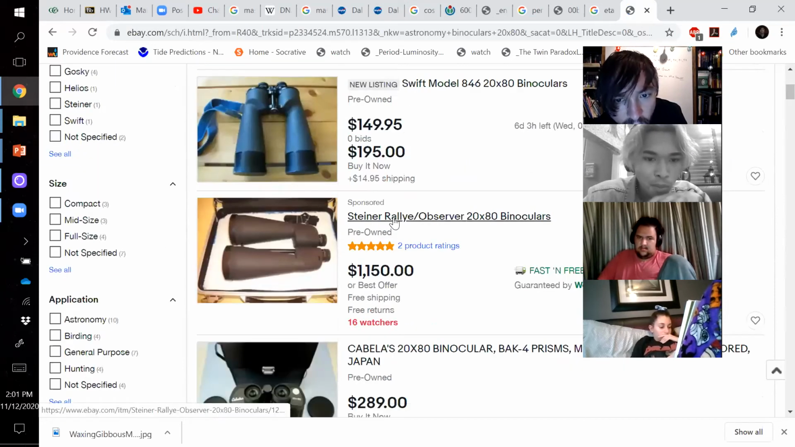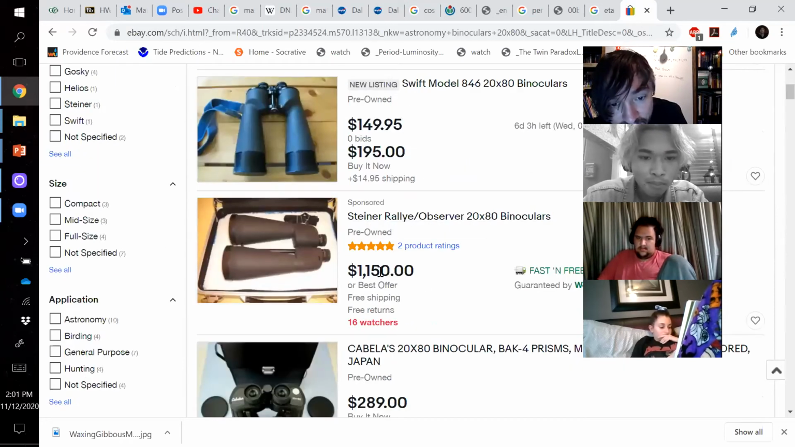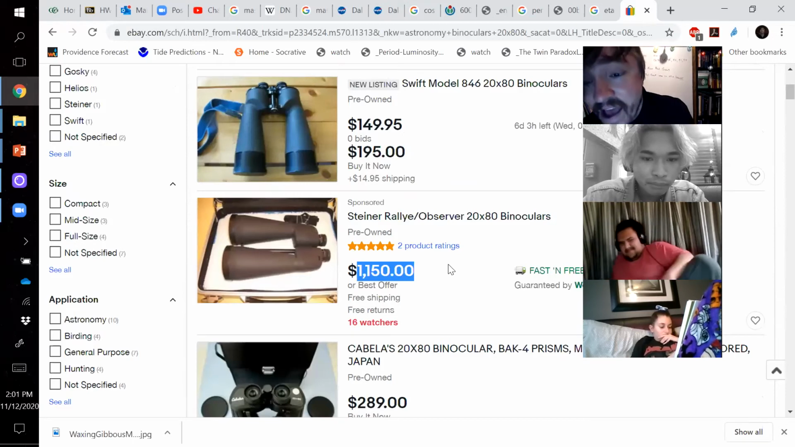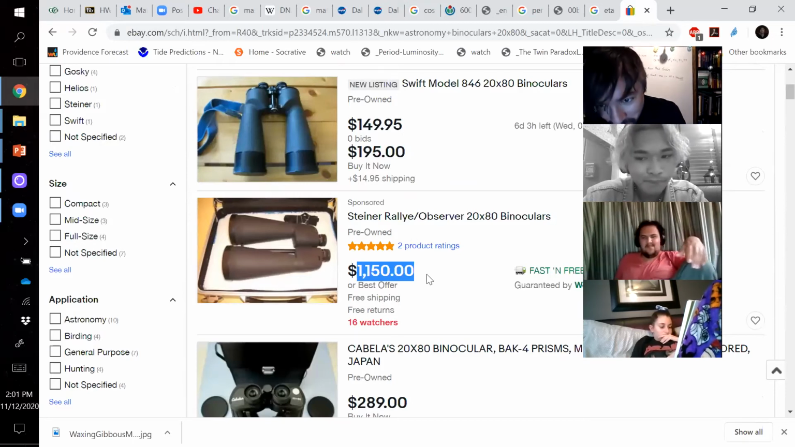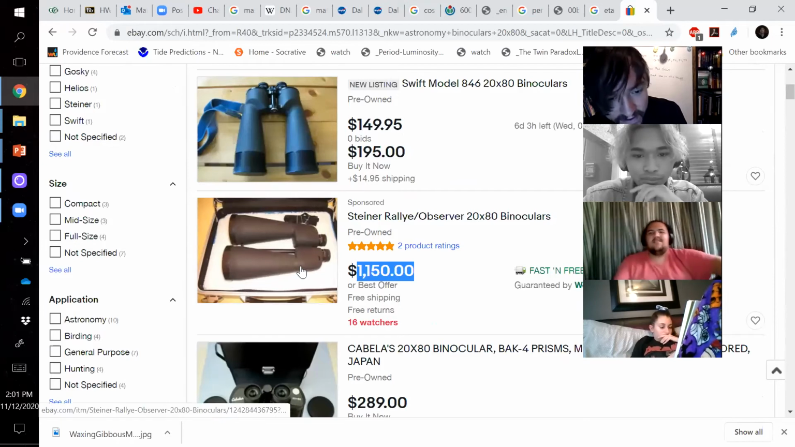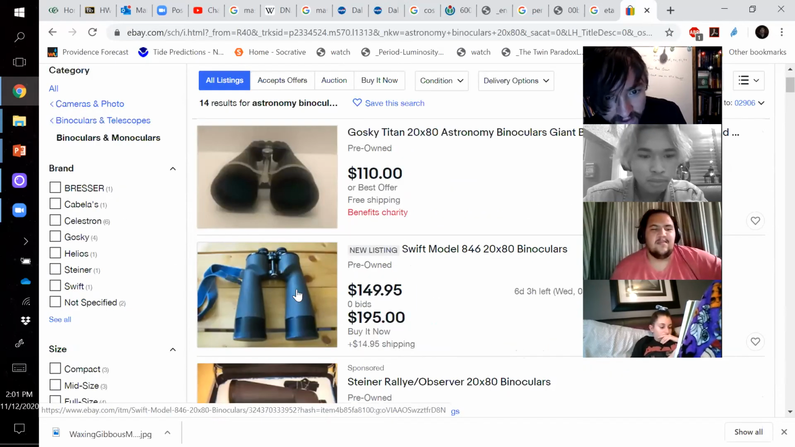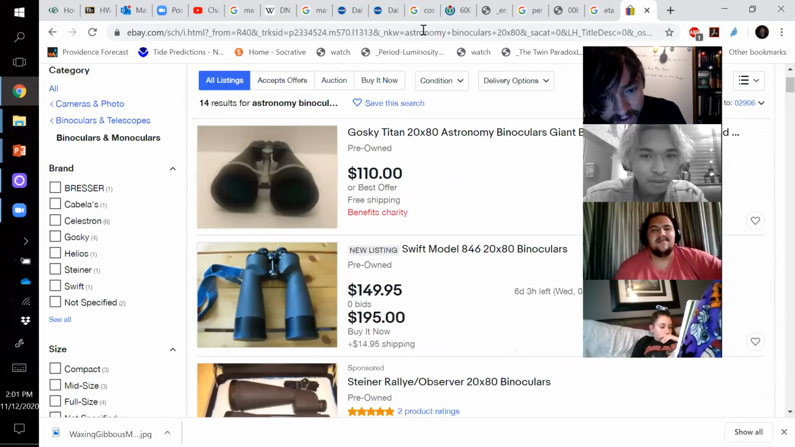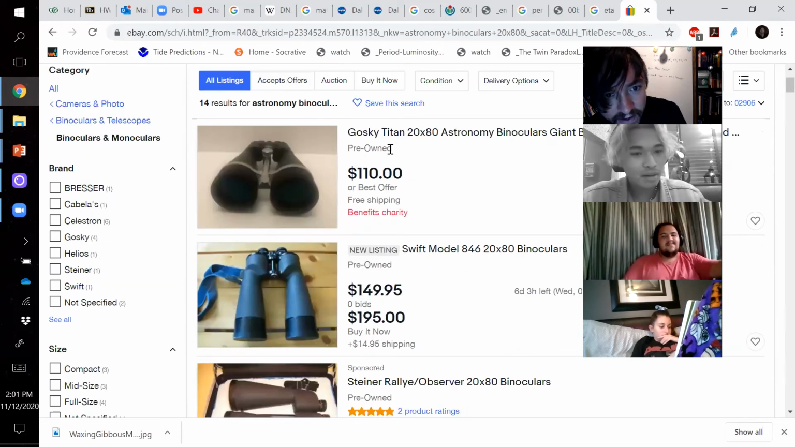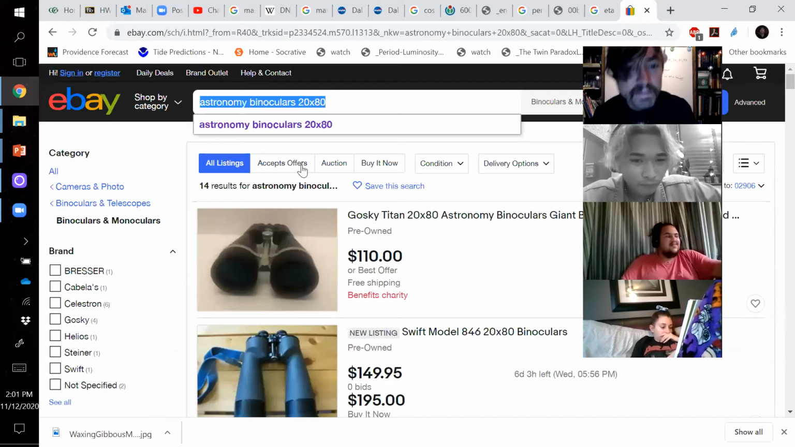Look at this. Oh, wow. You can see that sometimes the prices can be astronomical, okay? So this is a serious pair. This is a funsy pair. Okay? Let's check out, I think Meade went out of business.